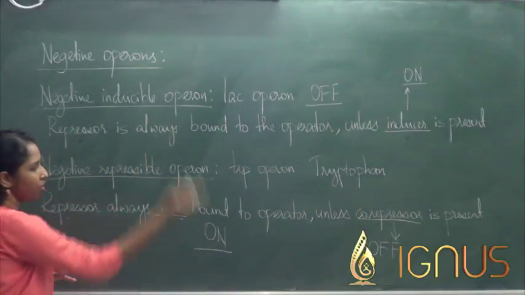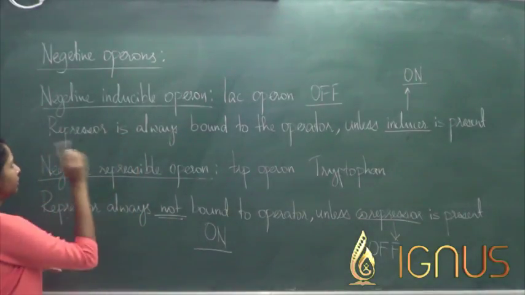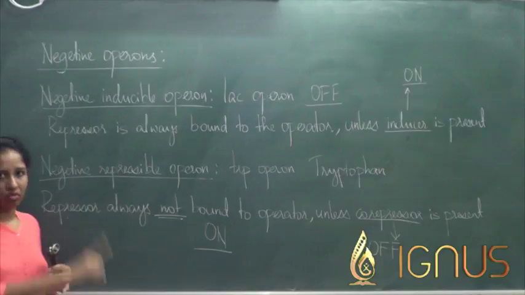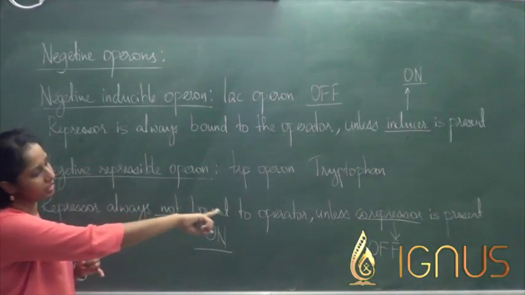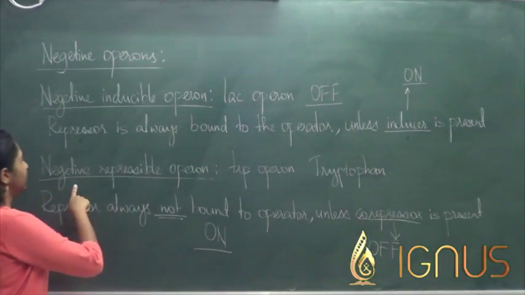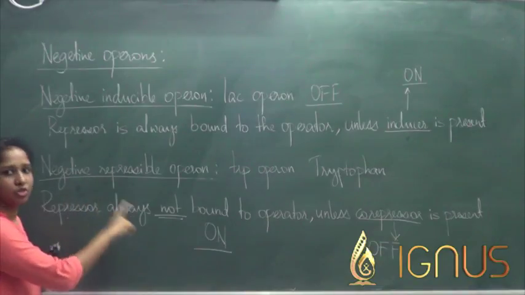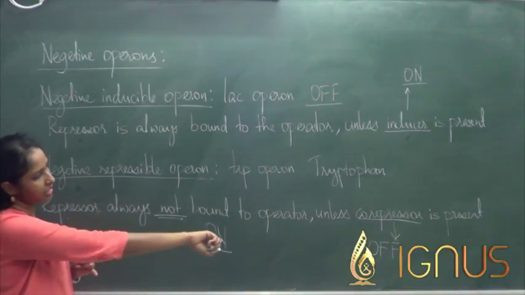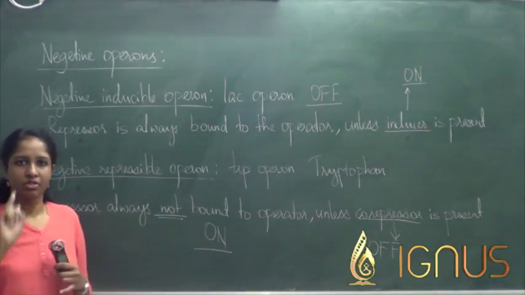So they are like opposites. Got it? Negative inducible operon is always off unless and until the inducer is present, then it is on. Negative repressible operon is always on unless and until the co-repressor is present, then it is off.